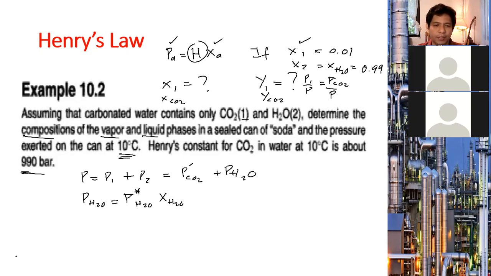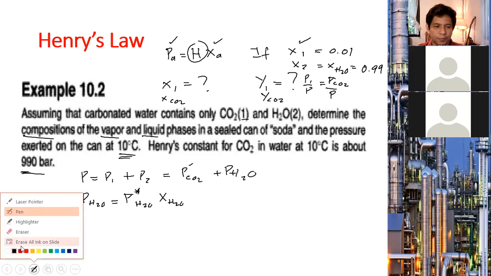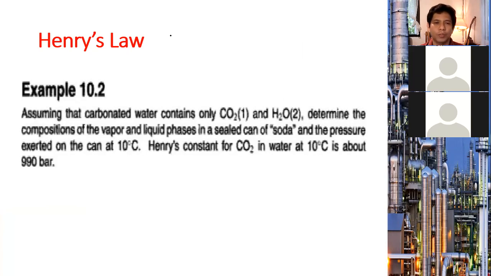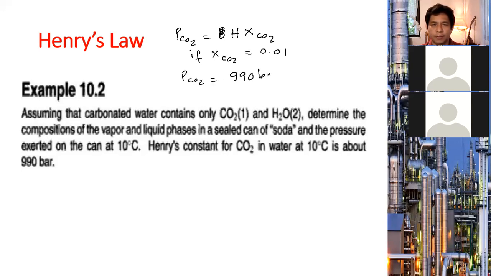So clear ko na lang muna, in-explain ko lang naman sa inyo kung paano natin solve. Solve muna natin yung PCO2. PCO2 is H times XCO2. Since we have assumed that XCO2 is equal to 0.01, PCO2 is 990 bar times 0.01. Given ito.